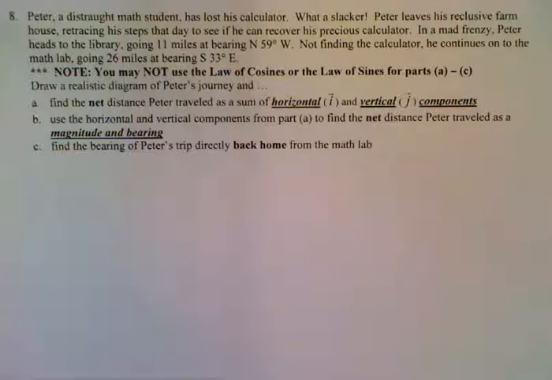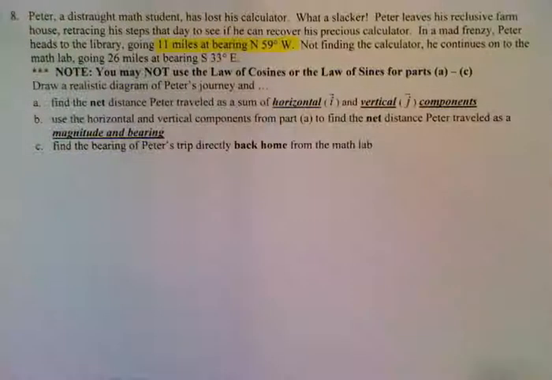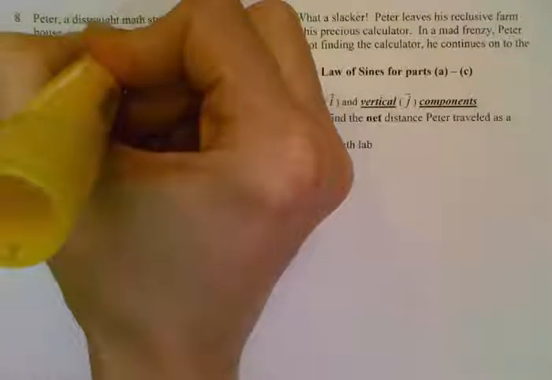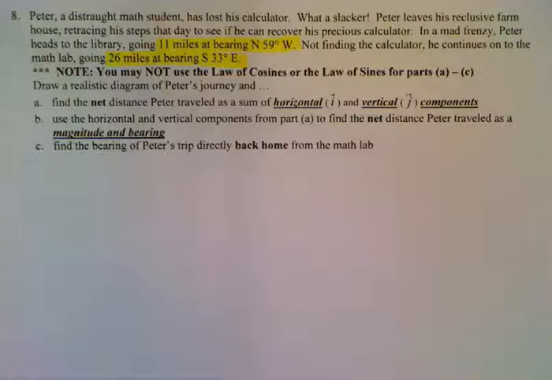Okay, so we're going to go through problem 8, which is a great problem because it takes you through basically all of the different ways that we've learned to solve vector problems in one problem. If you read through it, we have Peter, who has lost his calculator, and he travels 11 miles at a bearing of north 59 degrees west. From there he turns and travels another 26 miles at a bearing of south 33 degrees east. So he's traveling quite a distance here, looking for his calculator. That math lab is really far away.